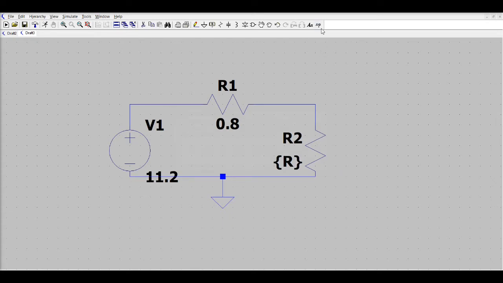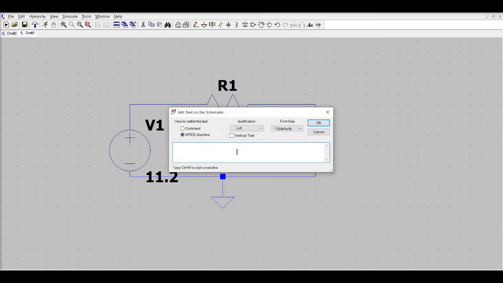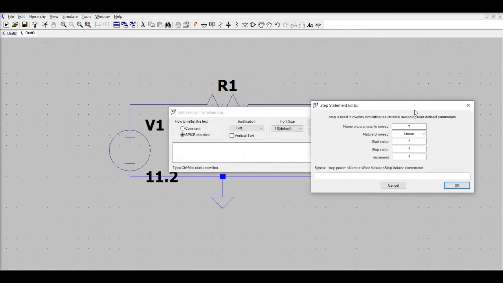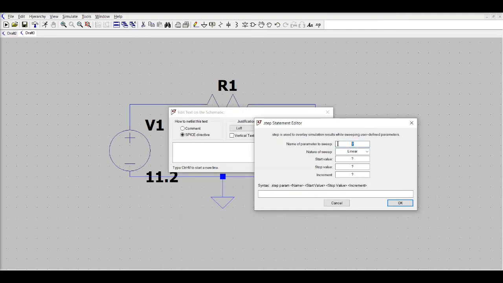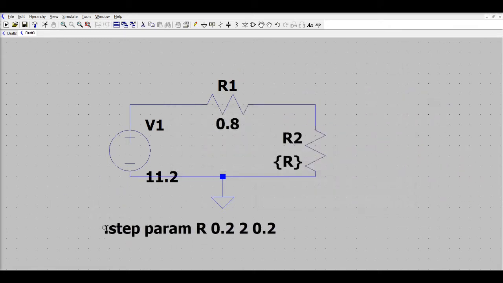To do that, I'm going to bring up the command window by clicking the .op option on the top, then go to Edit and then the .step command. Now it asks me the name of the parameter. What was the parameter inside the brackets? That's R. For the linear sweep, the start value is 0.2, the stop value is 2, and the increment is 0.2. You see the .step param. I'm going to press OK and place it here.